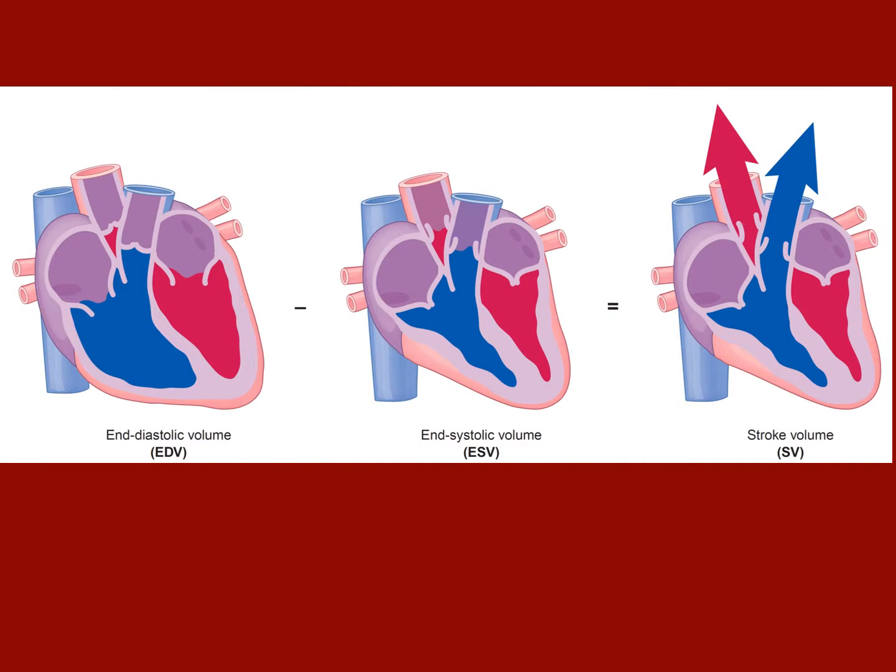Stroke volume is determined by the end-diastolic volume, which is the volume of blood that stays behind after diastole, subtracted by the end-systolic volume, the amount of blood that stays behind in the heart after systole. This is the amount of blood that is pumped by the heart each beat, or stroke volume.